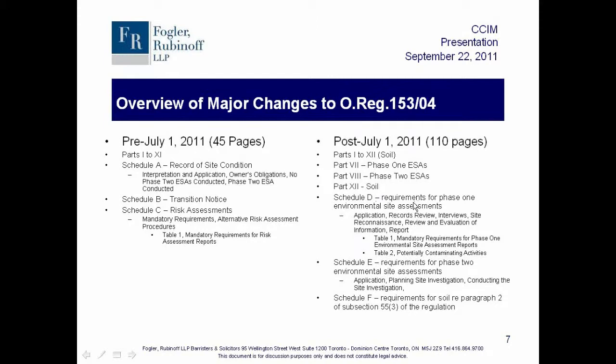So Part 1 of the reg is about 5 or 6 pages long. It describes for phase 1. The details are provided in about 10 more pages throughout Schedule D. The application, records review, interviews, site reconnaissance, review, evaluation of information, report. And it provides 2 tables. Table 1, mandatory requirements. Table 2, potentially contaminating activities. And then it does all the same for phase 2s.